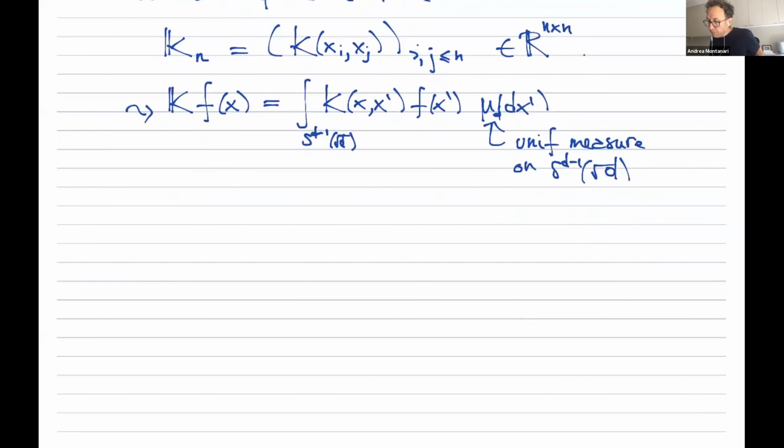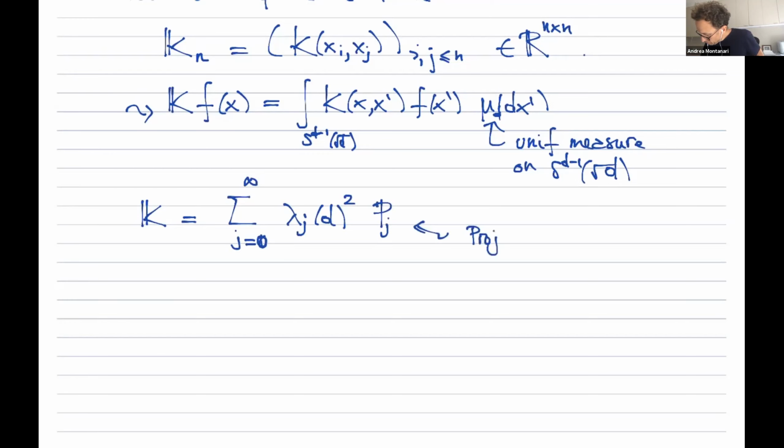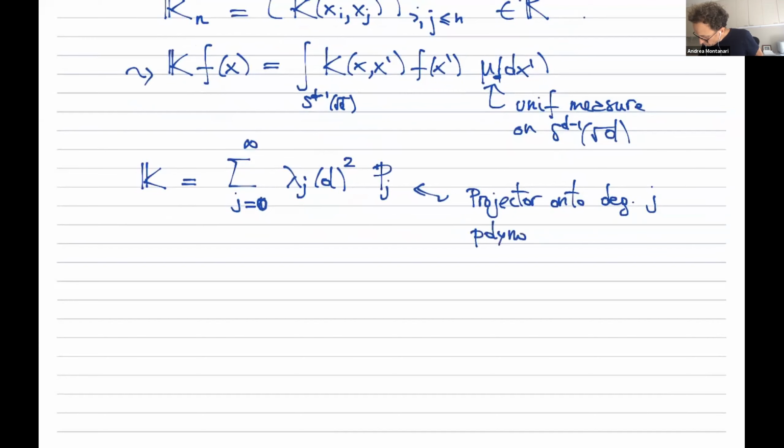So, of course, an obvious point to start from is to understand the structure of the integral operator. And this, since it is rotationally invariant, is relatively easy. This decomposes into eigenspaces that correspond to polynomials, to spherical harmonics. So there is some lambda_j of d squared, and then P_j, where this is a projector onto degree j polynomials, or spherical harmonics.